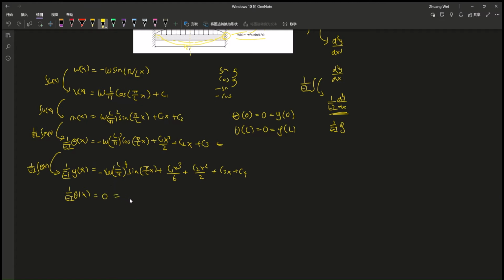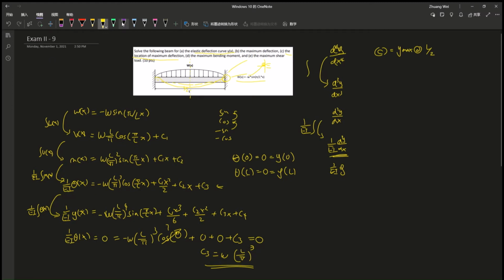And then, so yeah, you plug a 0 in. Cosine of 0 equals 1, so that would be negative this C3. Cosine of 0, that's going to equal 1, right? Plus 0 plus 0 plus C3 equal to 0, right? So C3 obviously will equal W over L over pi to the power of 3, right? So now we have C3 solved.